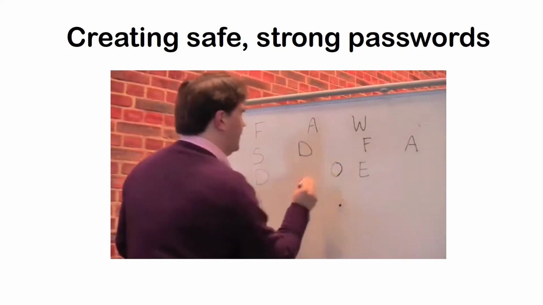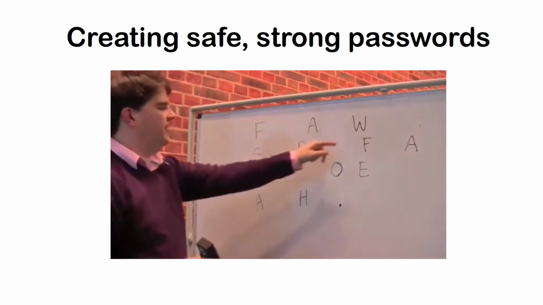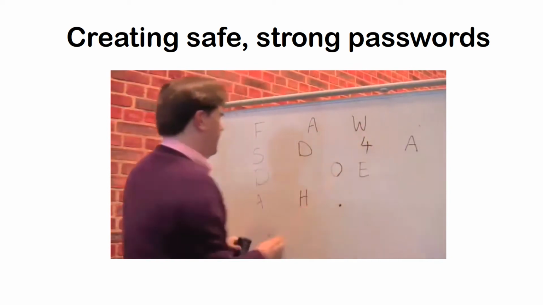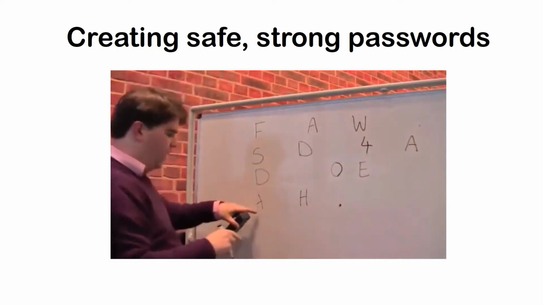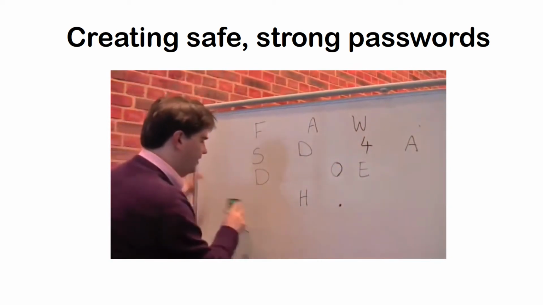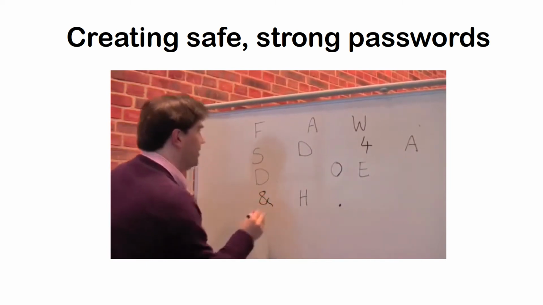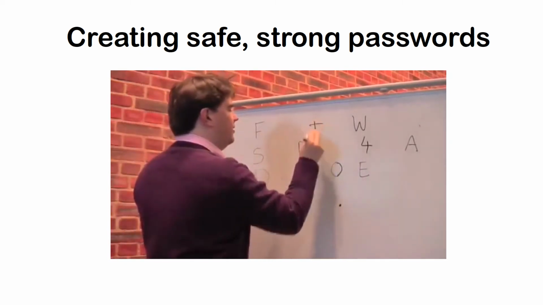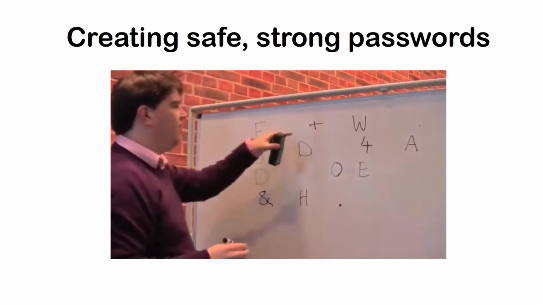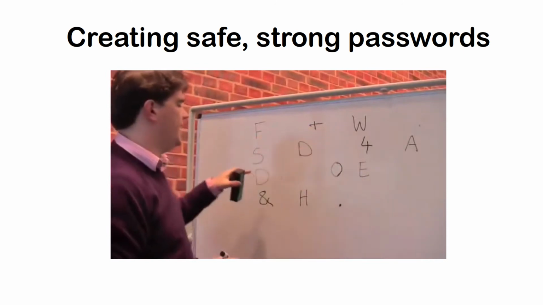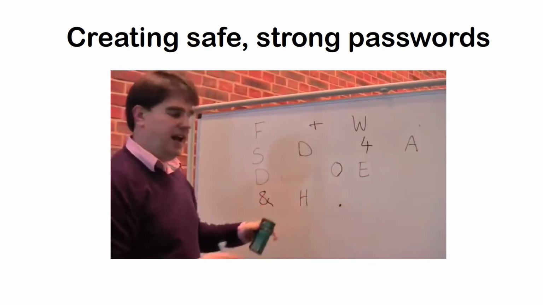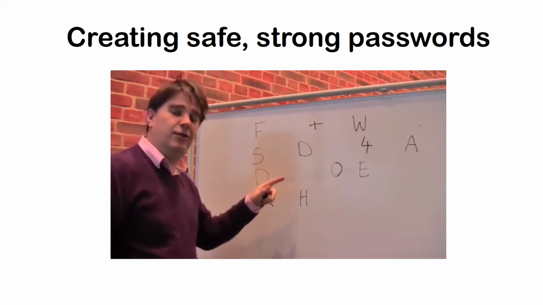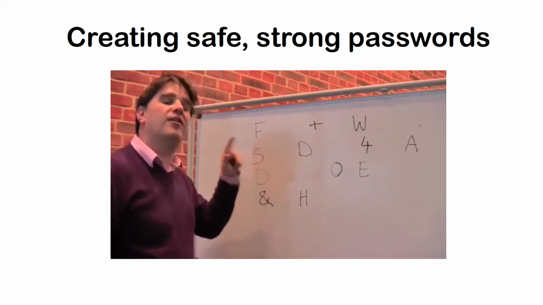But we can make it even cleverer than that. So Fred and Wilma sat down for, well, why don't we change that to the number 4? A dinner of eggs and ham. Oh, hang on, that's and. Why don't we change that to an ampersand? And we could also change this one up here, which is an and. Maybe we make that a plus. And what we have now for a password is F plus W, SD, 4A, DOE, ampersand H. Get rid of the full stop. There you are. A password which is easy to remember, but very hard for hackers to crack.